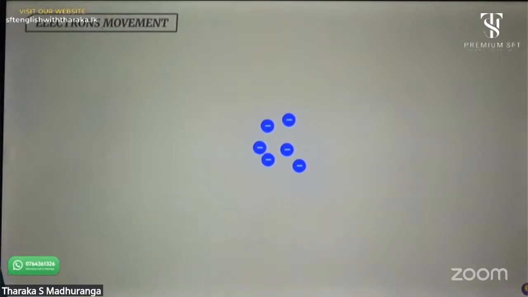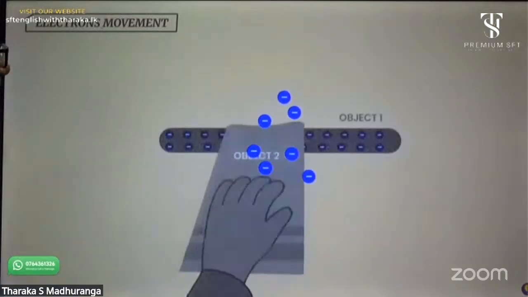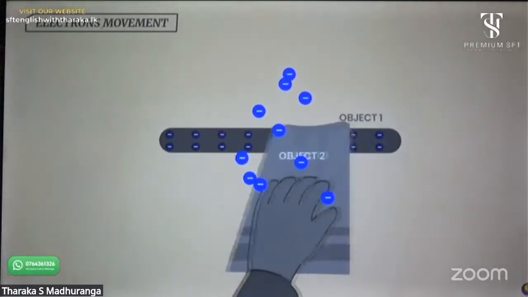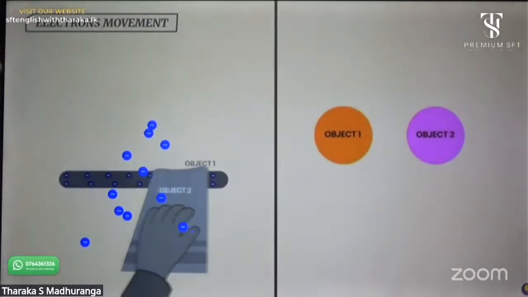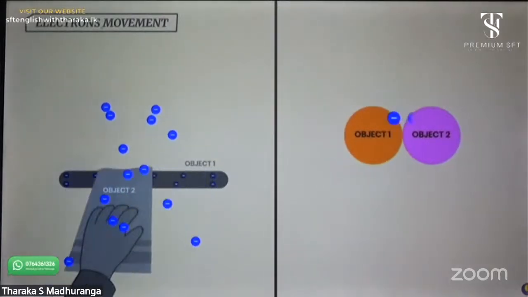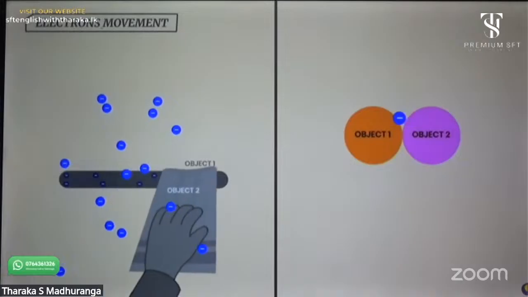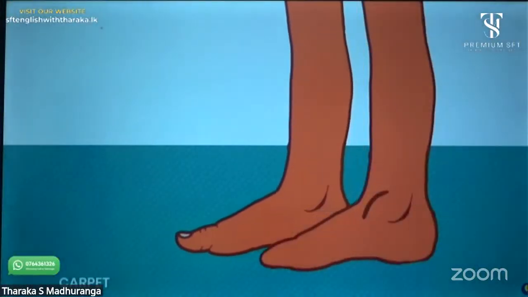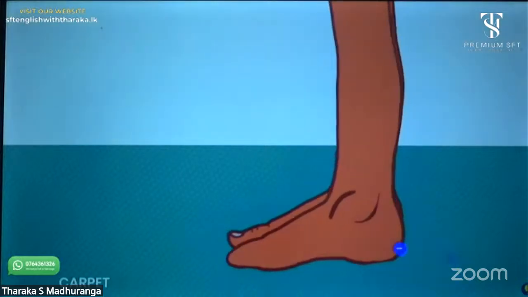How can we move electrons from one place to another? It is not a complicated thing. When we rub 2 objects, electrons will be transferred from one to another. In some cases, you don't even need to rub 2 objects. Sometimes even simple contact between 2 different materials is enough to transfer electrons. For example, when you walk across the carpet, electrons transfer from your body to the carpet.